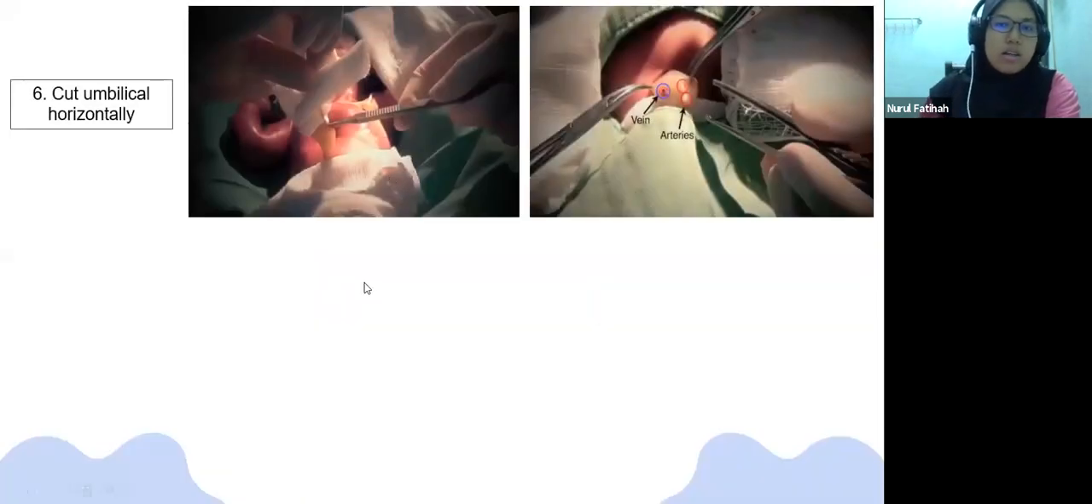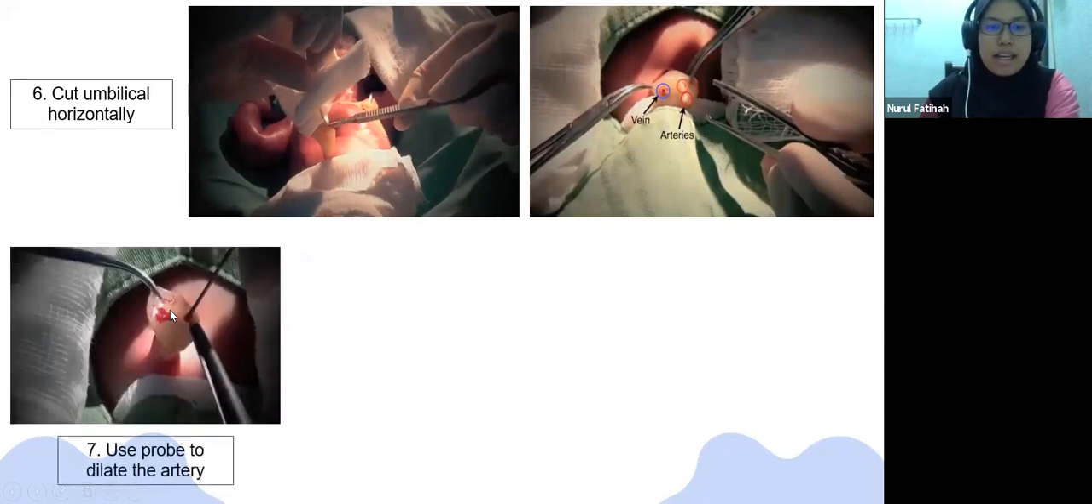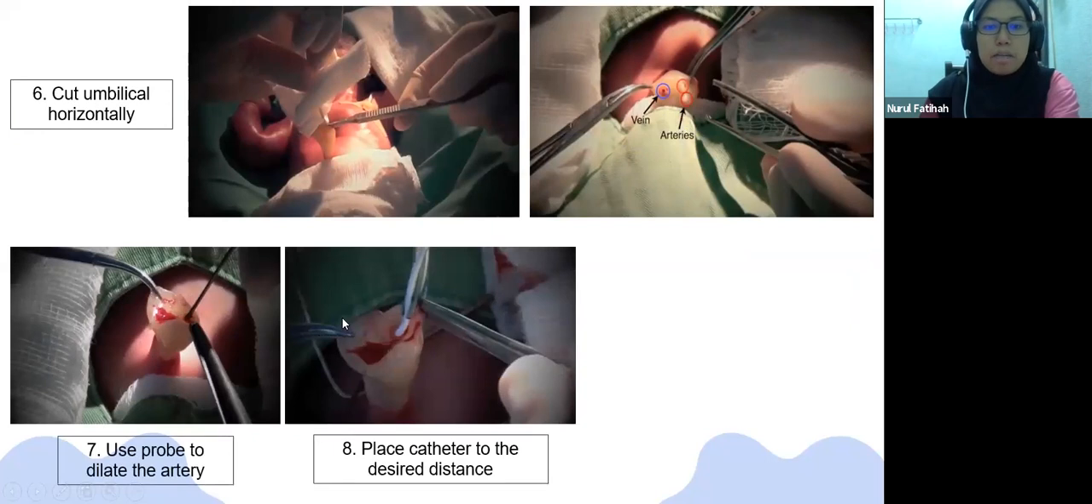Next, you hold the umbilical stump gently. Do not tug. Not too tight. And then cut the umbilical cord horizontally. After that, you will be able to visualize the presence of 2 arteries and also 1 vein. Okay, then use a probe to dilate the artery. Then place the catheter to the desired distance.